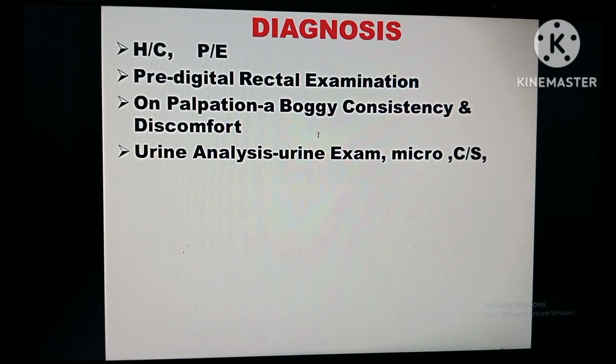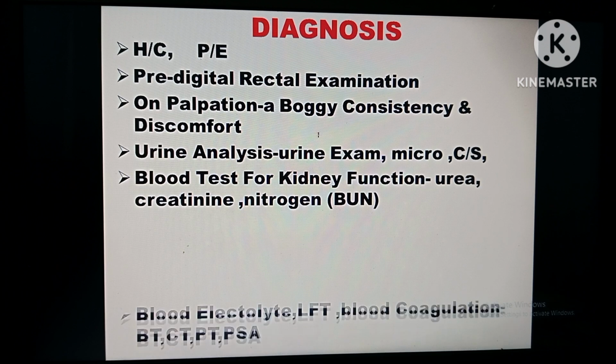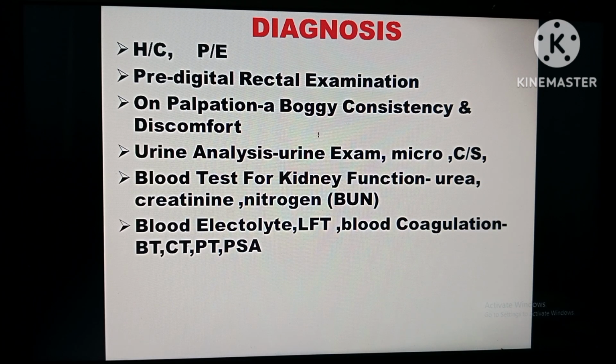Urine analysis: urine for micro, urine for exam, urine for culture and sensitivity. It shows the presence of infection. Okay, multiple investigations are required. Blood test for kidney function, that is urea, creatinine and nitrogen. Blood electrolytes, liver function test, blood coagulation test, that's the bleeding time, clotting time, prothrombin time, as well as prostate specific antigen. Usually in a prostate related problem, this prostate specific antigen will be elevated more than the normal.